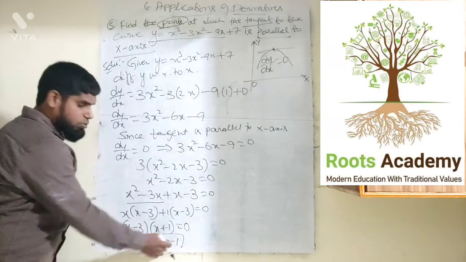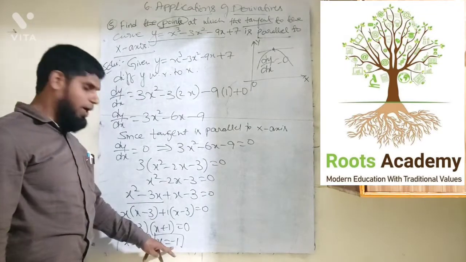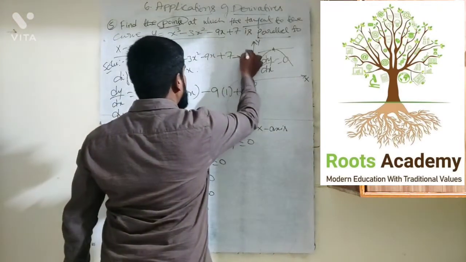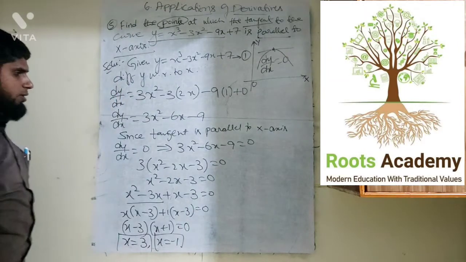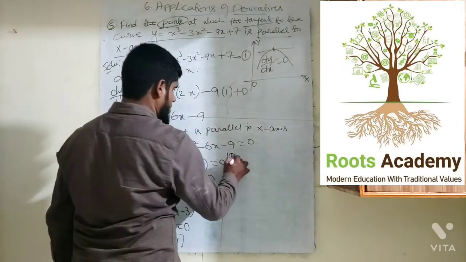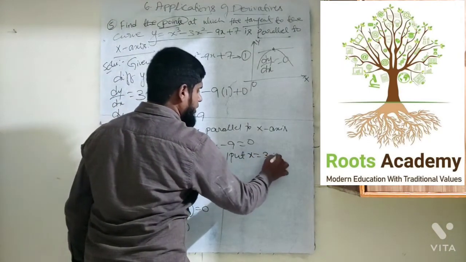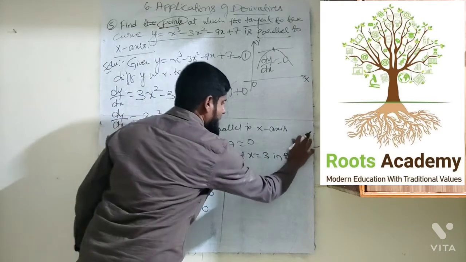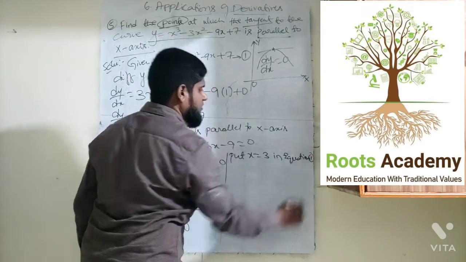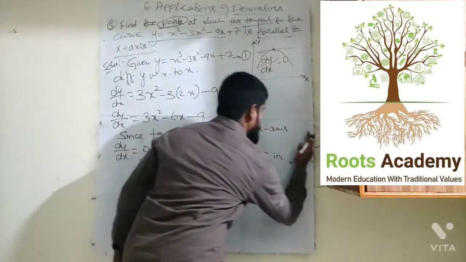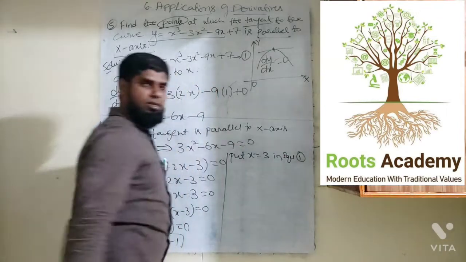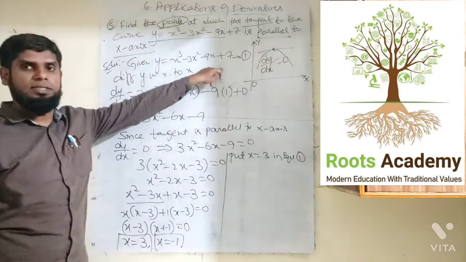So student, I got two values of x. Let us substitute these two values in the given equation. So I call this equation 1. Put x is equals to 3 in equation 1. And equation 1 is this.